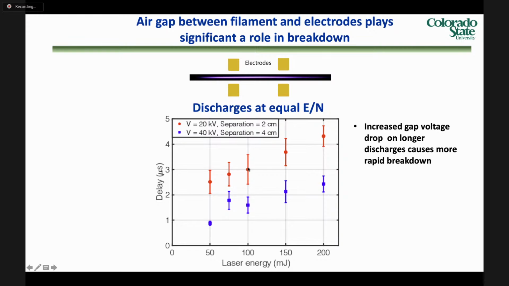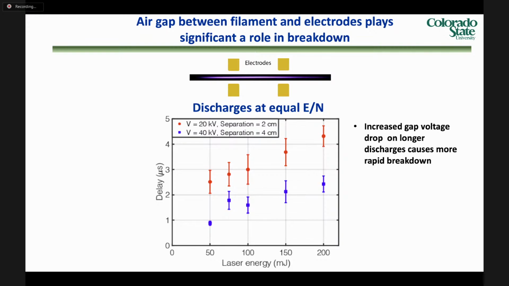The interpretation of that is, since we double the voltage to maintain the same E over N in the 4-centimeter discharge with respect to the 2-centimeter discharge, if the voltage drop along the channel is the same, they are created by the same filament, and so on. By applying twice the voltage, we are overvoltaging the gaps, and this overvoltage of the gap reduces the time delay between the arrival of the laser pulse and the breakdown.